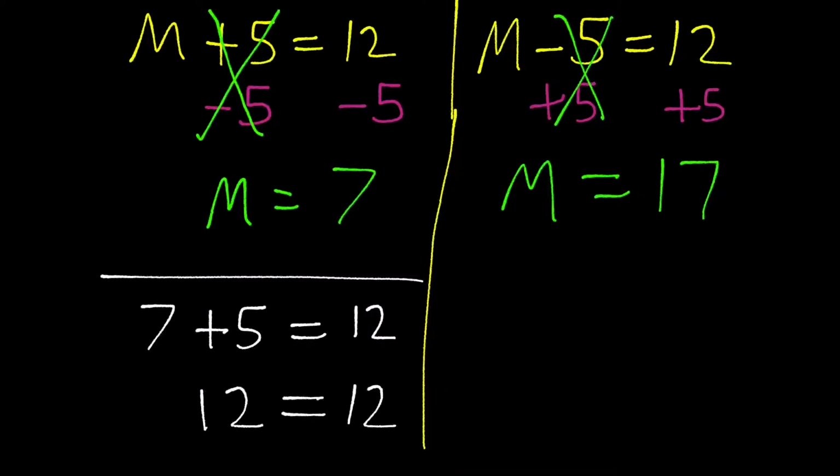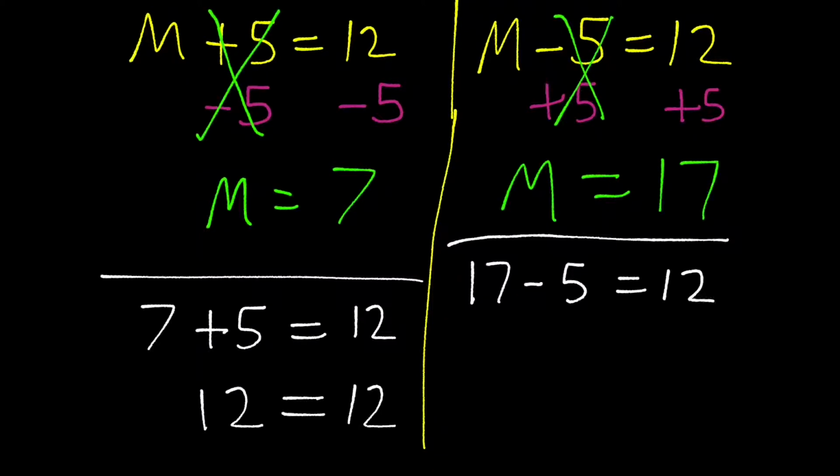But we cannot forget to check. We have to take that 17 and substitute it back in for m and make sure that it satisfies the equation. So if I have 17 minus 5 equals 12, when I subtract 5 from 17, I get 12, which equals 12 on the other side, so it checks out.